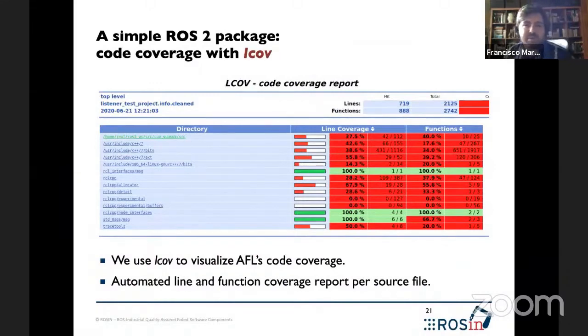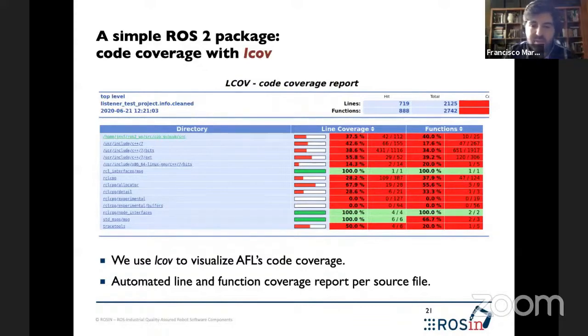Another tool that really works with our package, even though it's not completely required, is LCOV, which, as shown also in the previous talk, is another way of measuring code coverage. In this case, we use it to visualize AFL's code coverage. As you can see on the left side, we have different directories, and all of them have source files. And on the right side, you can see two headers, line coverage and functions.